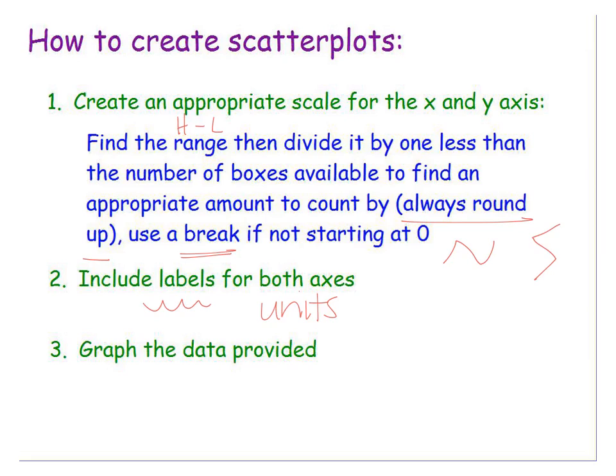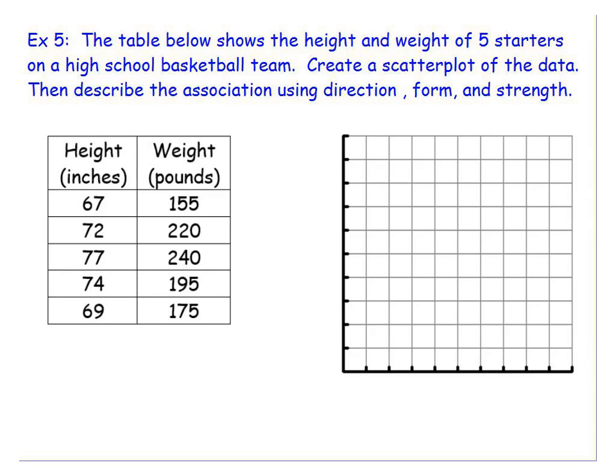So we're going to apply these skills and we're going to do 2 different scatter plots together. The table below shows the heights and weights of 5 starters on a high school basketball team. Create a scatter plot of the data, then of course describe the association using direction, form, and strength. So for each one of these, remember we have height and weight. Height we're going to put on the x-axis, weight's going to be the y-axis. So we're going to say height, and that is in inches. And we're going to say weight over here, and that is in pounds.